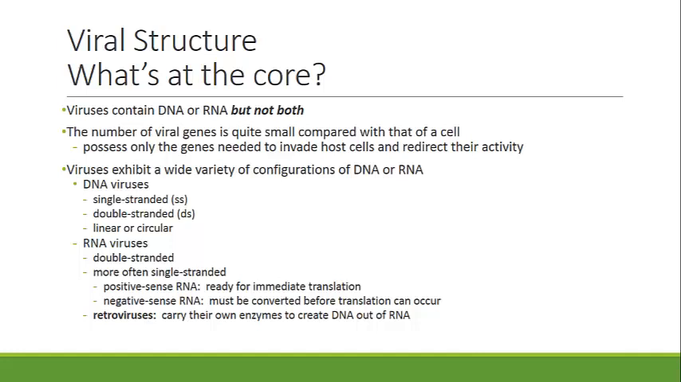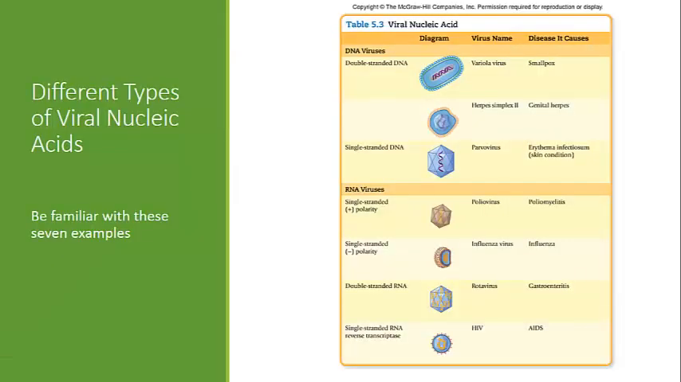And then we also have RNA viruses known as retroviruses. They actually bring a little something extra with them. They carry their own enzymes to create DNA out of their existing RNA. That's quite different than what we've seen so far. It's important that you have a frame of reference for these different types of viral nucleic acids. So we've talked about double-stranded, single-stranded, all these types of things.